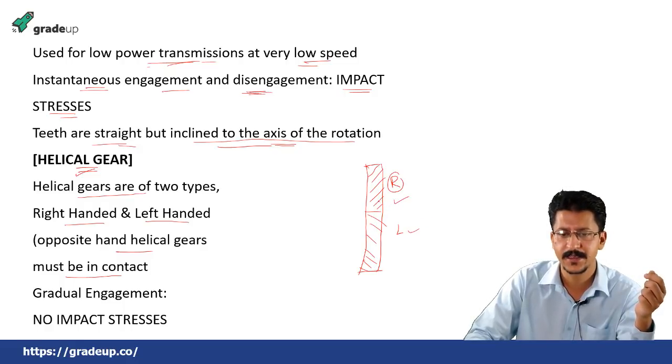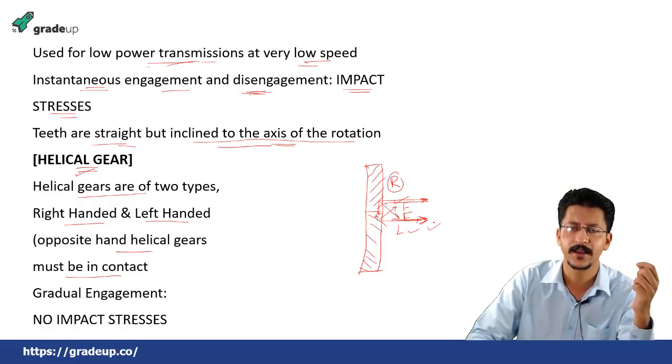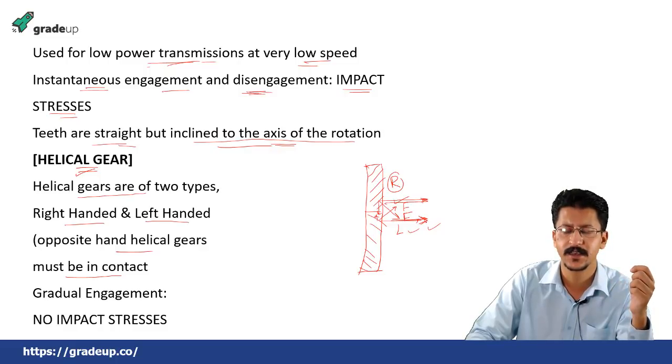In this case, the force will act towards this, and in this case the force will act towards this, and if you resolve it to this form, there will be some kind of axial thrust present. How to minimize that? We will see how. But for the time being, you remember that axial thrust will be present in case of helical gears. It was absent in the case of spur gear, but present in the case of helical gears.